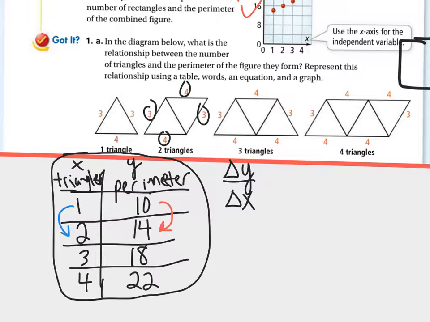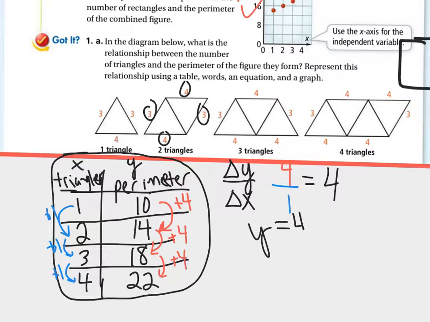So our y values, our perimeter, each time we are adding 4. And just to check on the triangles, each time we are adding 1. Okay, so our slope, change in y over change in x, is 4 over 1, which is the same as 4. So what that tells me is my equation is going to start out as y equals 4x, and then we'll see whether we need to adjust that or not.